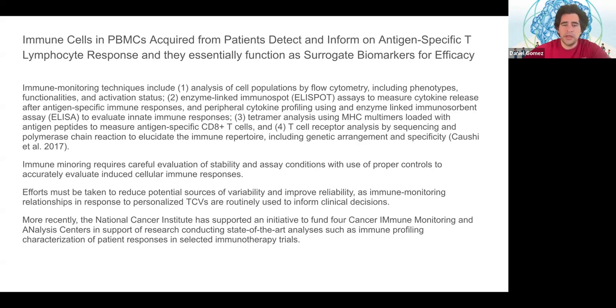More recently, the NCI, or National Cancer Institute, has supported an initiative to fund 4 cancer immune monitoring and analysis centers in support of research conducting state-of-the-art analysis such as immune profiling and characterization of responses in selective immunotherapy trials. So immune cells and PBMCs acquired from patients detect and inform antigen-specific lymphocyte response, and they essentially function as surrogate biomarkers for efficacy.